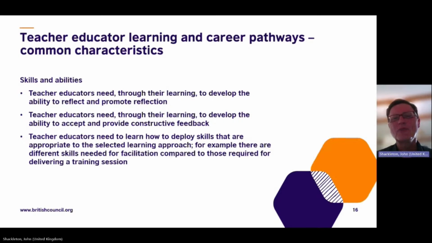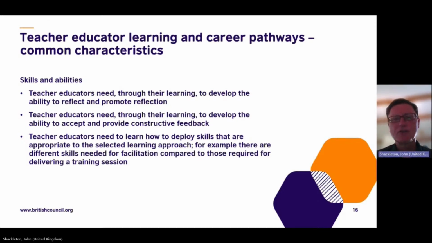Okay. And they also all mention the ability to deploy skills that are appropriate to a selected learning approach. For example, if you're a teacher educator facilitating a community of practice, you need a set of different skills compared to those that you would need if you were delivering a training session. So learning how to choose the right skill for the right kind of learning mode or learning approach is very important for these four, and I would say in general as well.